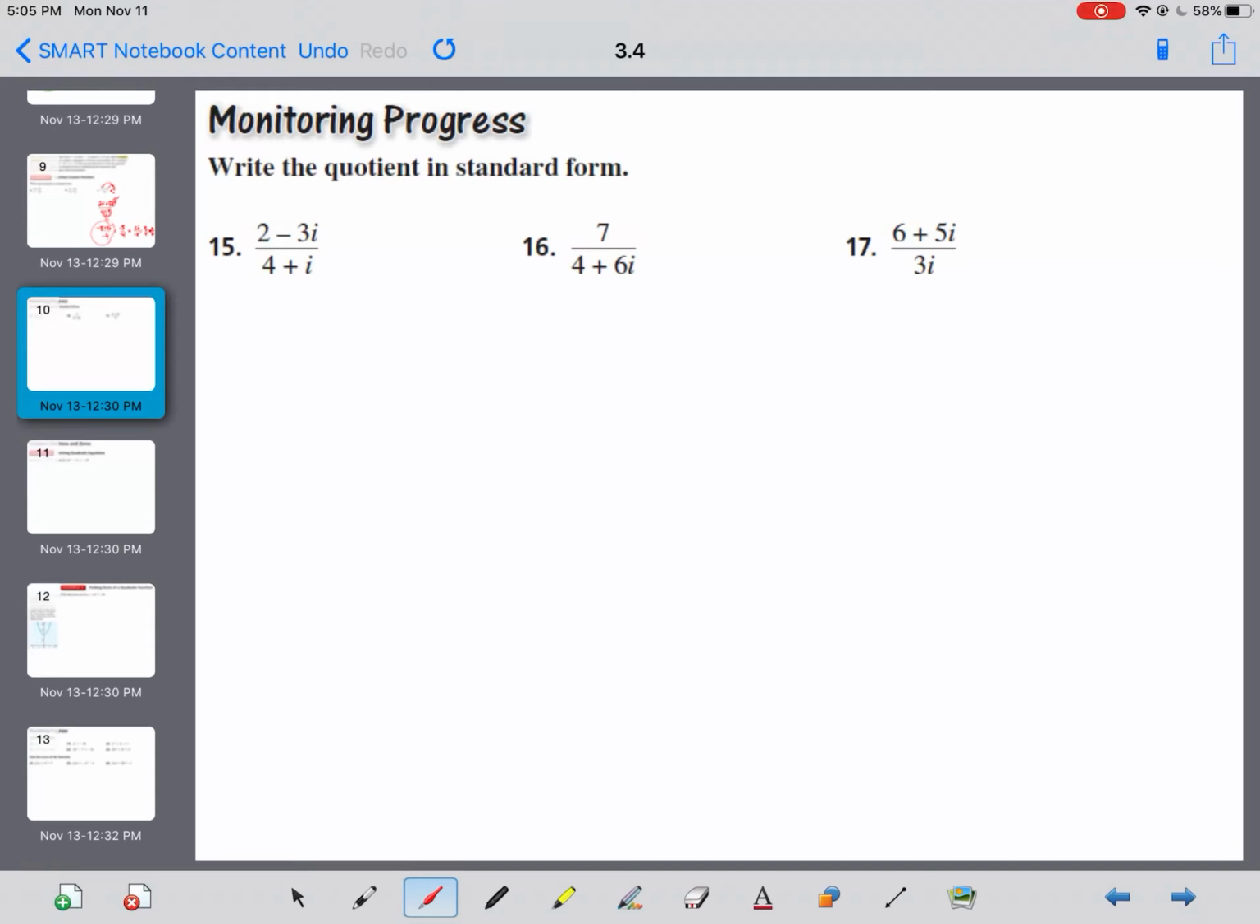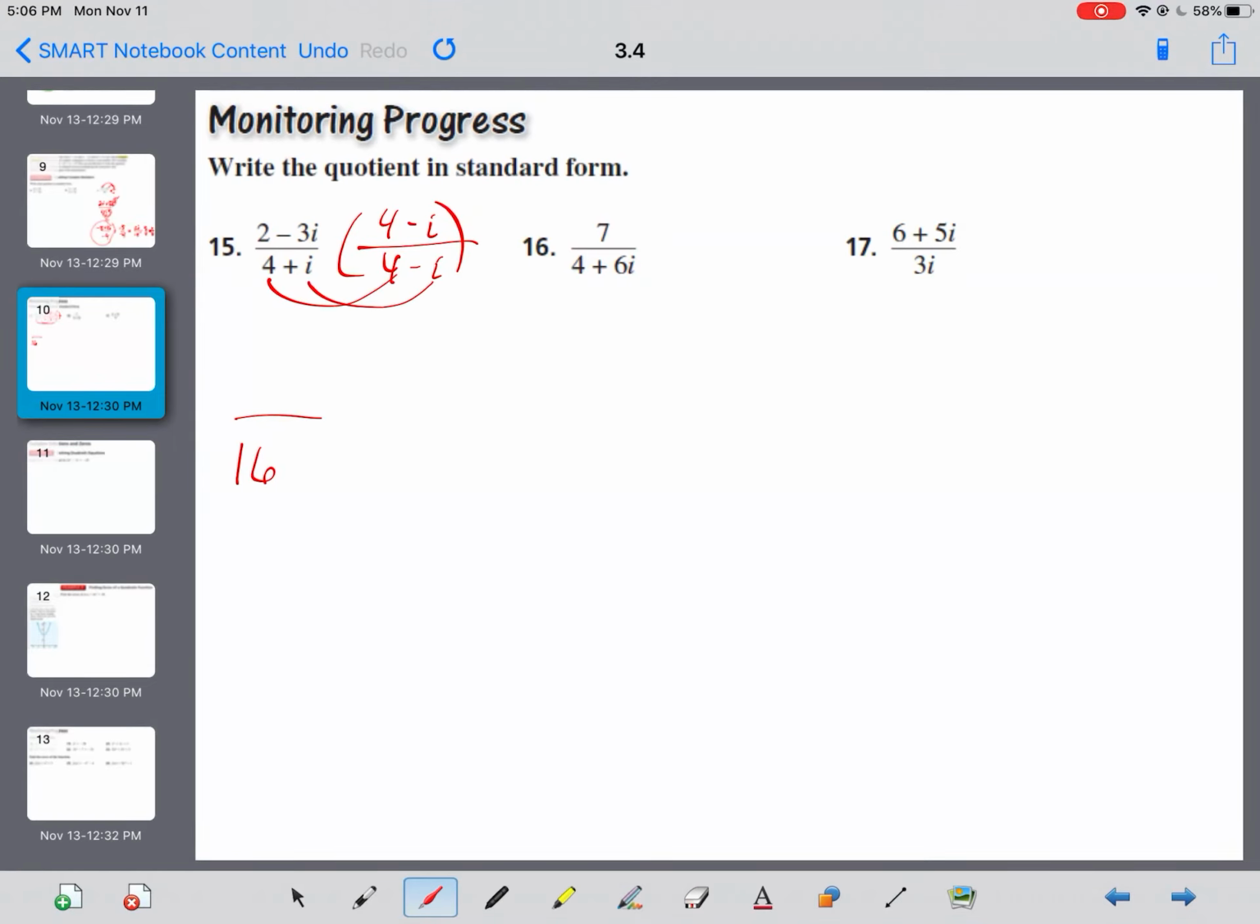Try 15, 16, 17 on your own. Come back after a pause and then watch me do them, and I'll show you what the answer should be. Okay, here we go. 15 has a complex on the bottom, so multiply by the opposite sign in the middle, top and bottom.